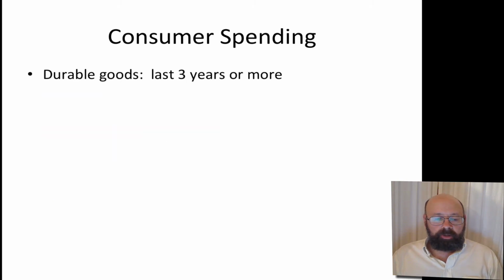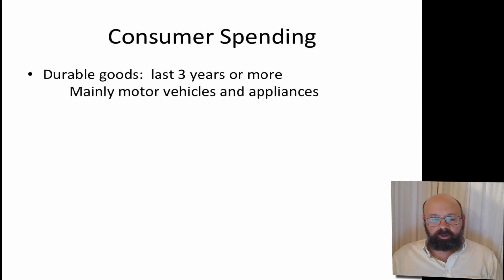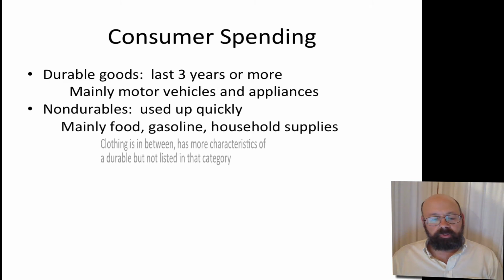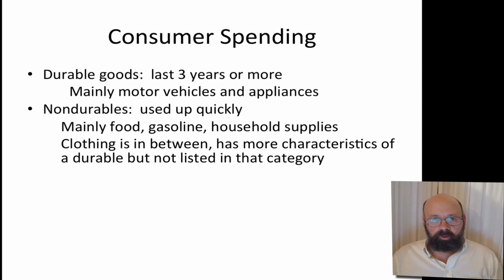Okay, let's take a look at consumer spending in a little more detail. By a durable good, I'm talking about a good that lasts 3 years or more, and mainly this would include motor vehicles and appliances. Non-durable consumer goods are goods that are used up quickly. The examples that come to mind are food, gasoline, and household supplies. Also, clothing is a non-durable good. Now, it's interesting because clothing is one of these goods that are in between a non-durable and a durable. Maybe the people who decided to include clothing under the non-durable sector had growing kids in the house.